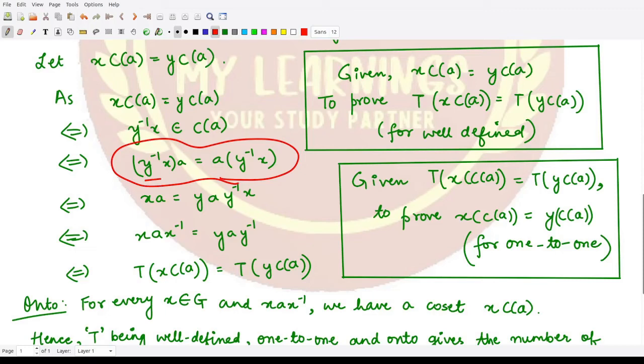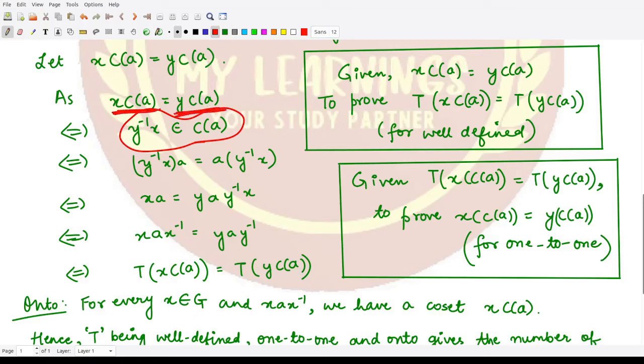From here you can see y inverse x commutes with A, so therefore it belongs to the centralizer of A. So y inverse x is a member of the centralizer of A. If it is a member of the centralizer of A, that means xC(A) is equal to yC(A) according to the properties of the centralizer, and hence we have proved the one-to-one part also.